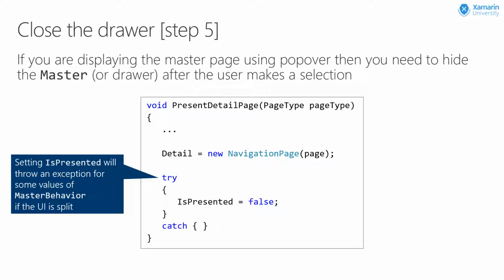So we recommend in these cases to wrap the assignment in a try-catch block, and alternatively you could guard by checking the device idiom and orientation. Now keep in mind that if master behavior is set to popover, as you may do for drawer navigation, this try-catch is unnecessary because of course it will always be displayed as a drawer.